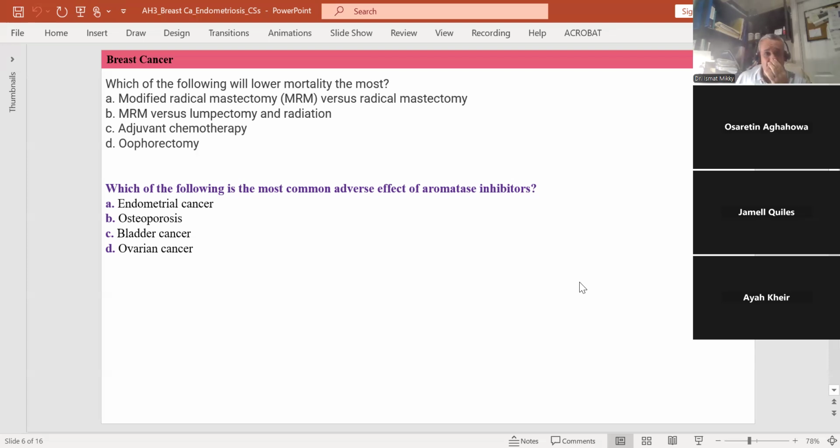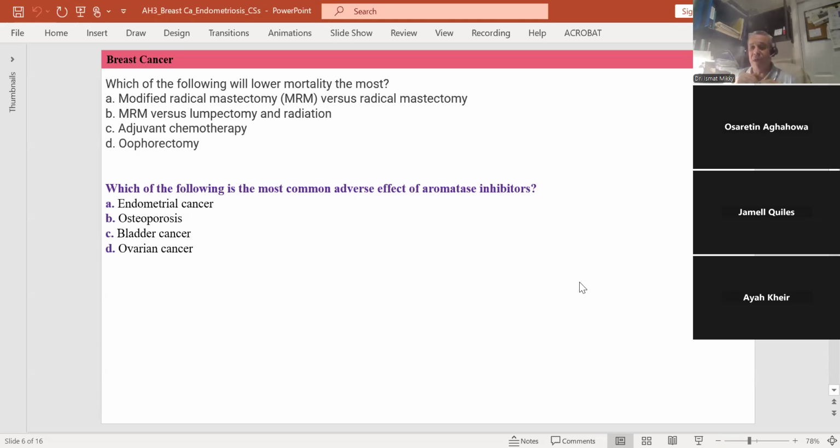So, which of the following will lower mortality the most? We would say the answer is adjuvant chemotherapy. You will see the word adjuvant used in other therapeutic modalities too, like in pain management. We always talk about adjuvant. Adjuvant chemotherapy is not the main element of the treatment or therapy, it's a drug that has been added.